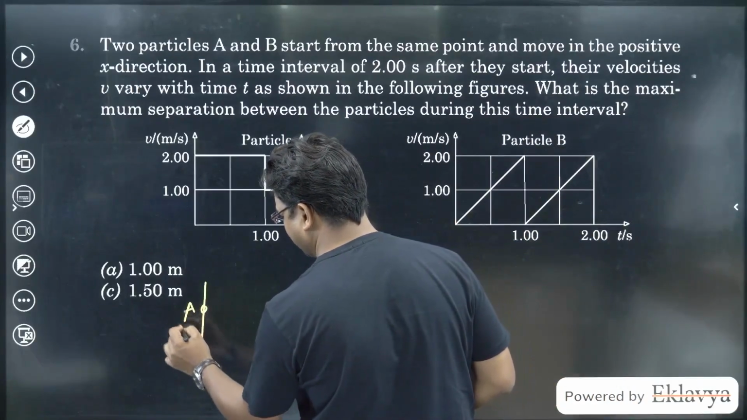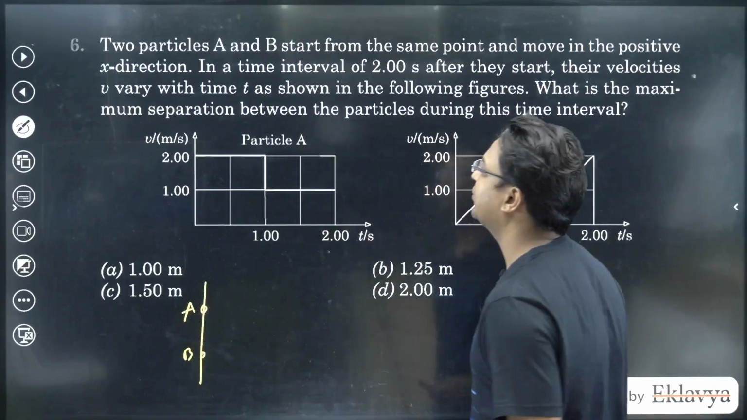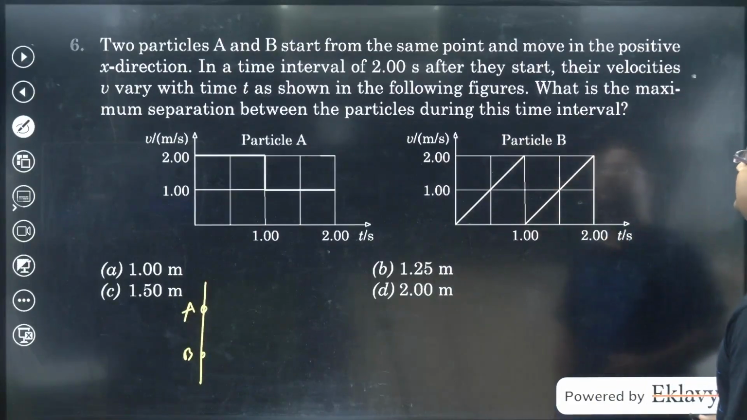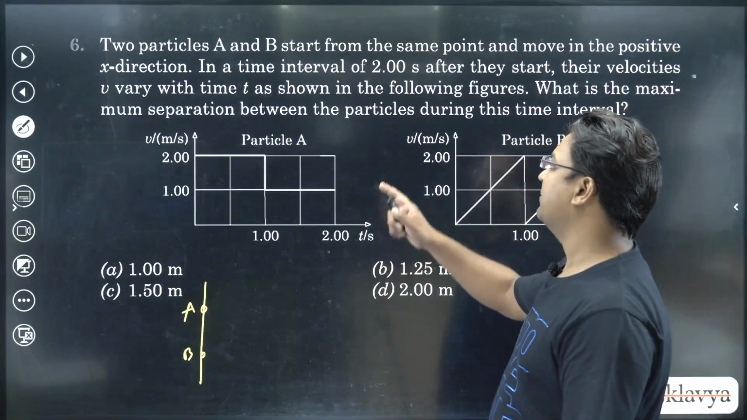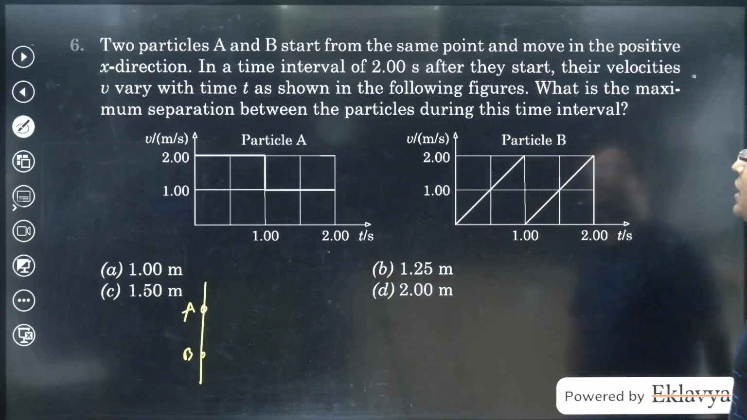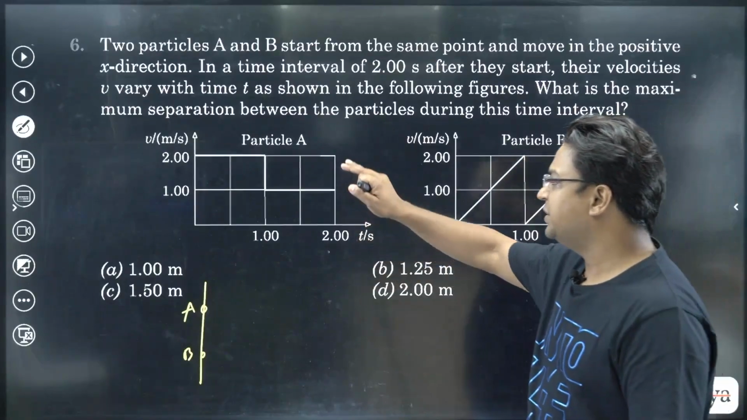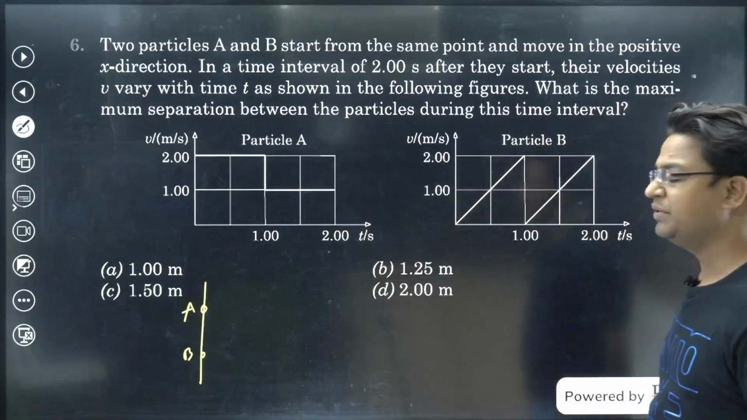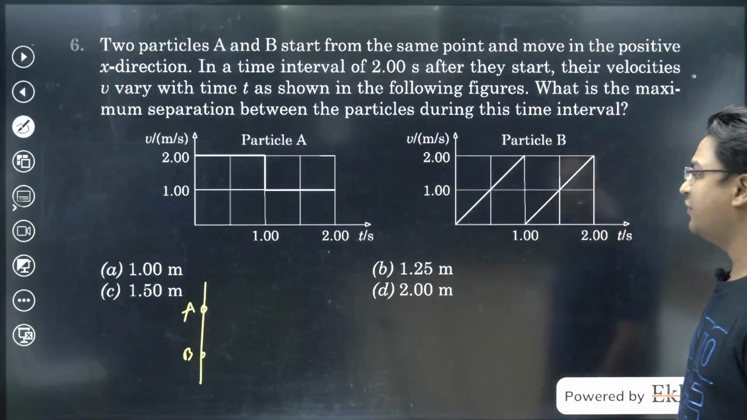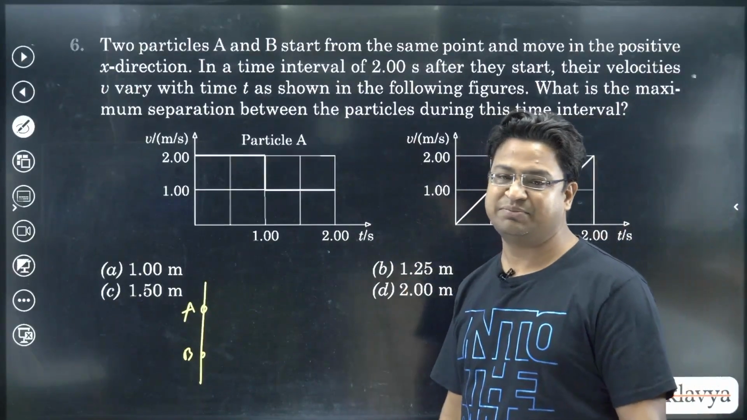So let's say this is A, let's say this is B. They are starting from the same point. In the time interval 2 seconds after they start, their velocities v vary with time as shown in the following figures. What is the maximum separation between the particles during this interval? All right, guys, so we have been given the velocity of A in the form of a graph. We have been given the velocity of B in the form of a graph. We have to figure out what is the maximum distance between these two particles.